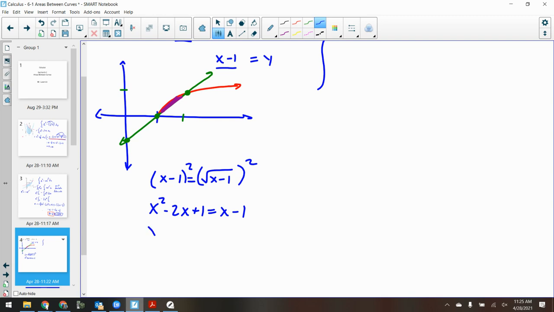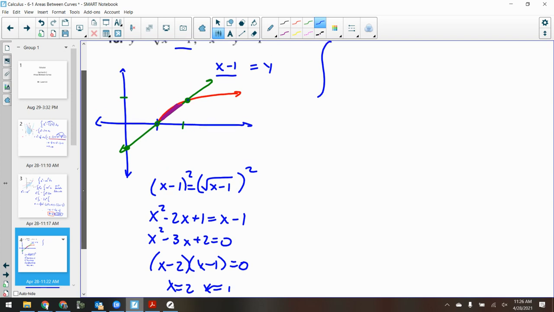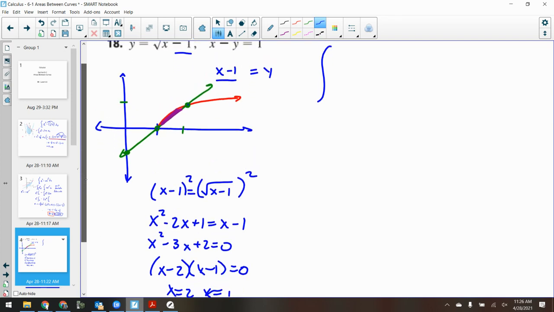I subtract the x, add the 1, factor, x equals 2, x equals 1. Which makes sense. Take a look, confirm it in the graph. You see that x equals 1 is an intersection. X equals 2 is an intersection. I'm not saying the actual coordinates here. I'm just saying the x values, where those things happen, are the endpoints here of my shaded region. So from 1 to 2, they cross.